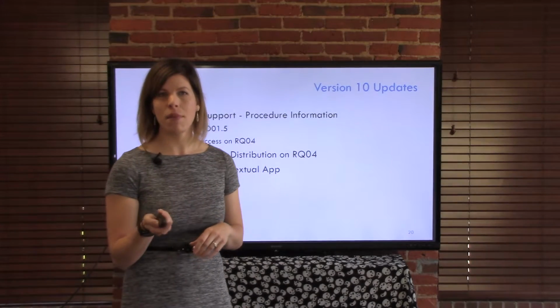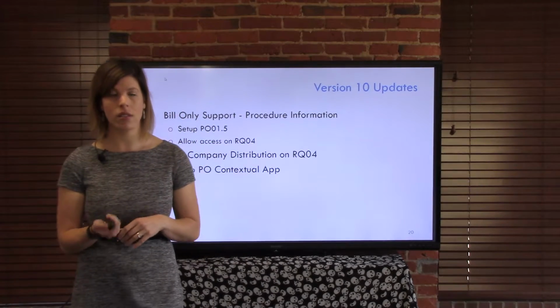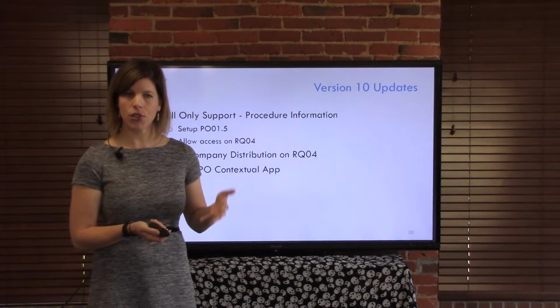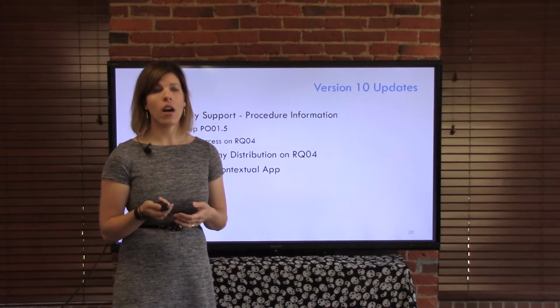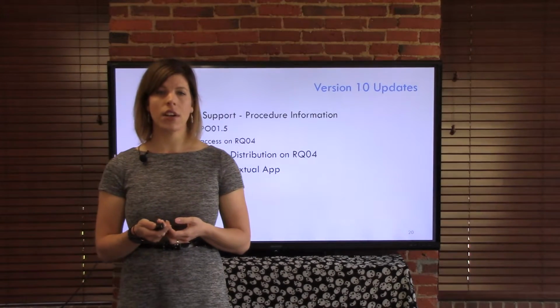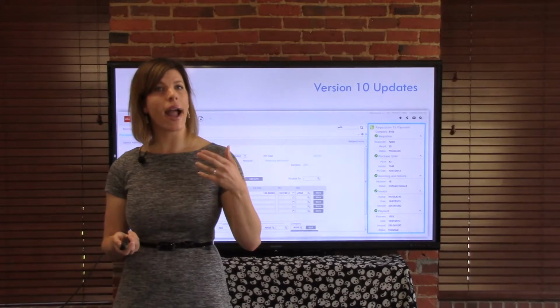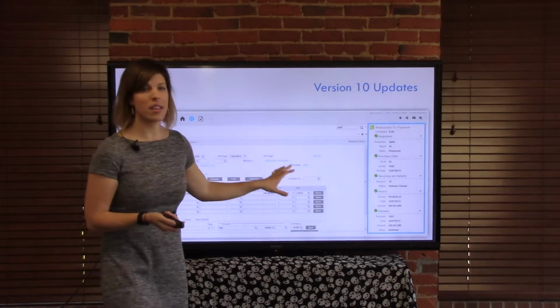And as I mentioned earlier, there's now multi-company distribution on RQ04, so very helpful to have that viewed in one screen. And then there's also a RQC to PO contextual application. So this is very exciting. It basically will show you everything from the rec to check process when you're in some of these screens.